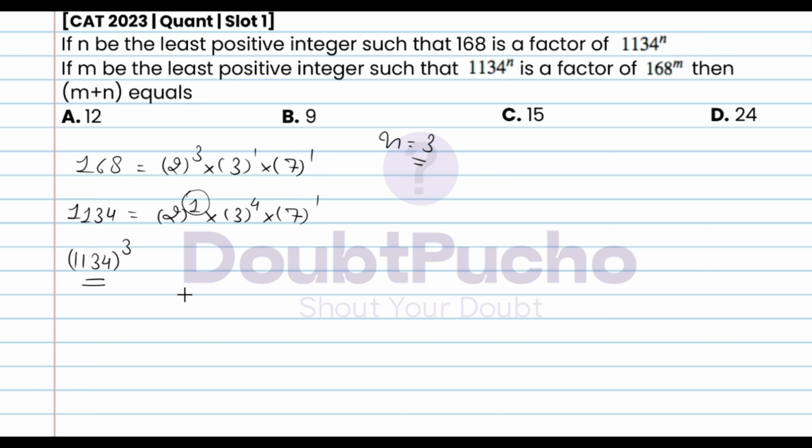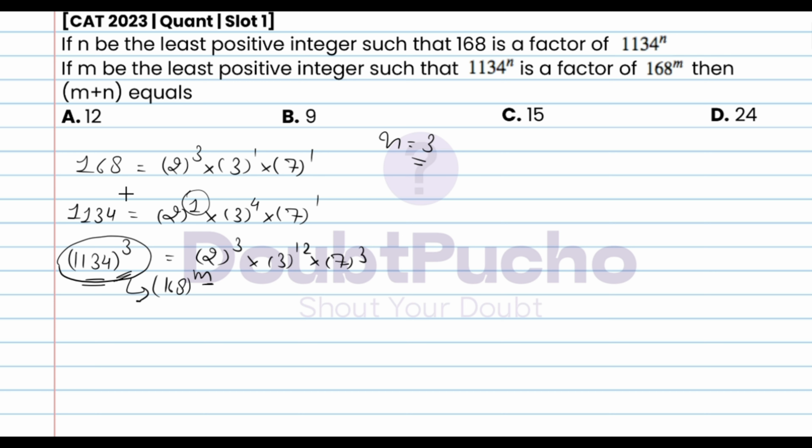So it says that if m be the least positive integer such that 1134 to the power n is a factor of 168 to the power n. Now we got our n, यानी हम ये कह रहे हैं कि ये वाला जो पोर्शन है पूरा ये फैक्टर होगा इसका, राइट. उसके लिए m की लीस्ट वैल्यू क्या होनी चाहिए, तो पहले इसको सॉल्व करते हैं. So this becomes 2 to the power 3, 3 to the power 12 and 7 to the power 3 again. Right, this is what we're getting.